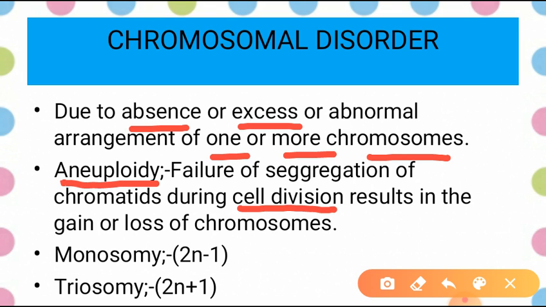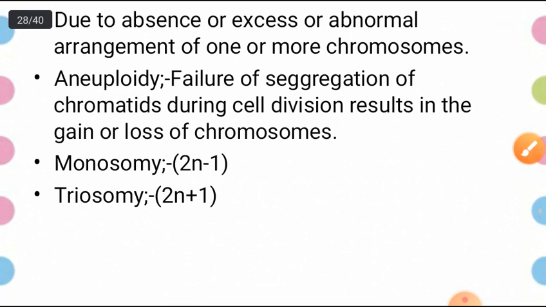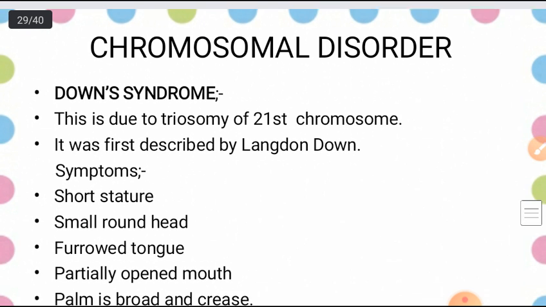So this aneuploidy may result either in monosomy or in trisomy. Monosomy means 2n minus 1. 2n number is 46 minus 1. So the affected person has 45 chromosomes. Trisomy is 2n plus 1, that is 46 plus 1. So in trisomy, the affected person has 47 chromosomes. Is it clear? So now let us study 3 disorders.